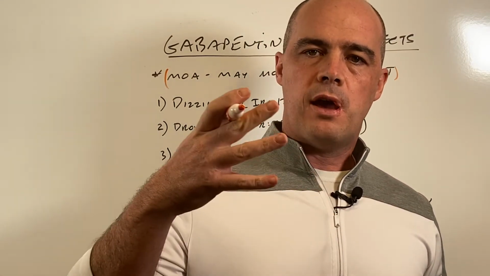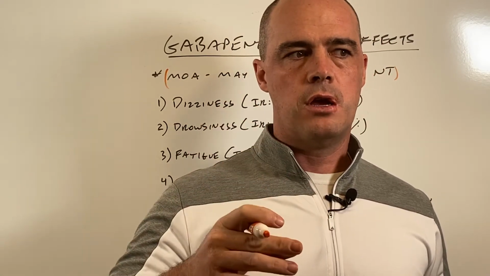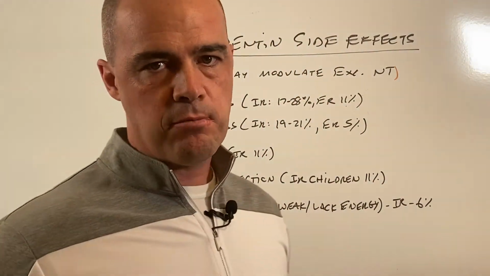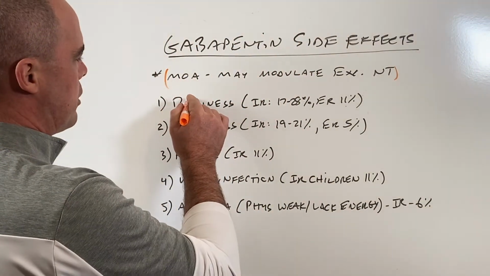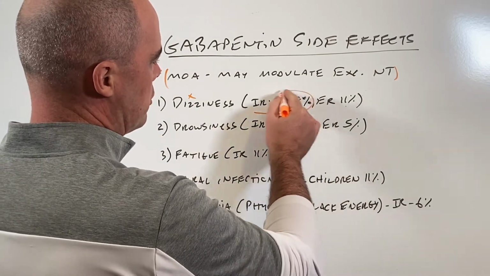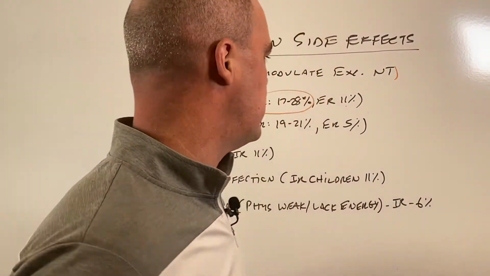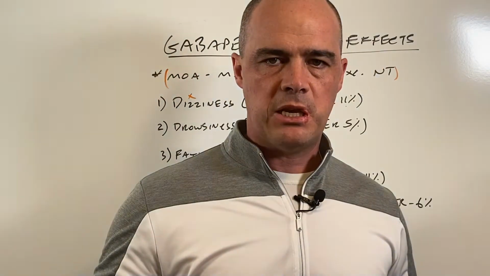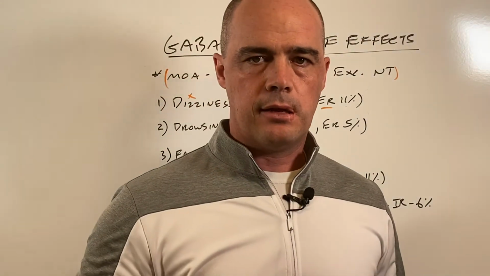So when you have excitatory transmitters maybe being modulated and controlled, it makes a little more sense on some of the side effects. I'm going to cover the 5 most common. I think that's the most important for you to know. First of all, we see dizziness. This is the one I tend to see the most. We're looking at 17 to 28% of folks who will complain of dizziness, and it's much higher in the IR formulation. IR is immediate release versus ER, the extended release. We see that at 11%.